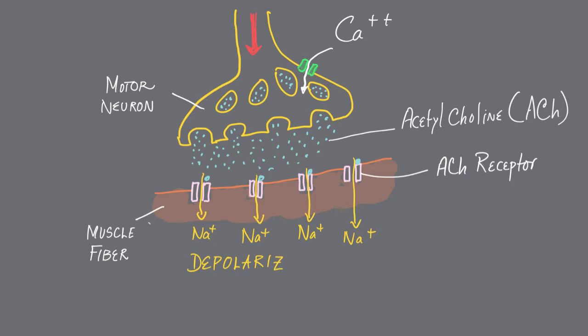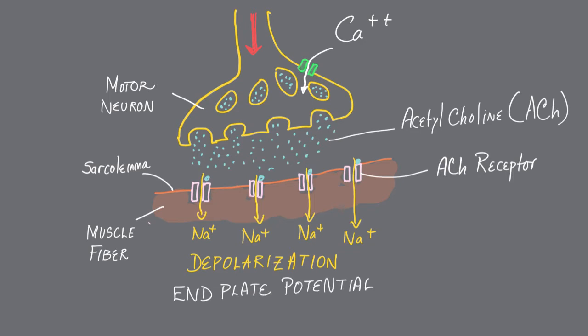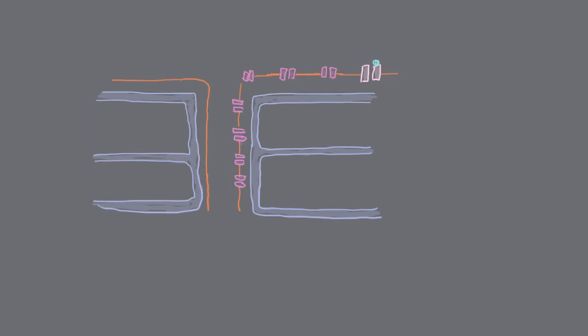To be exact, it is the sarcolemma, which is the membrane of the muscle fiber, that is activated. So a local potential forms in the region of the sarcolemma, and we call this local potential an end plate potential. So we have just created an end plate potential in the sarcolemma of the muscle fiber. We know that local potentials cannot travel, so we need action potentials to be created.